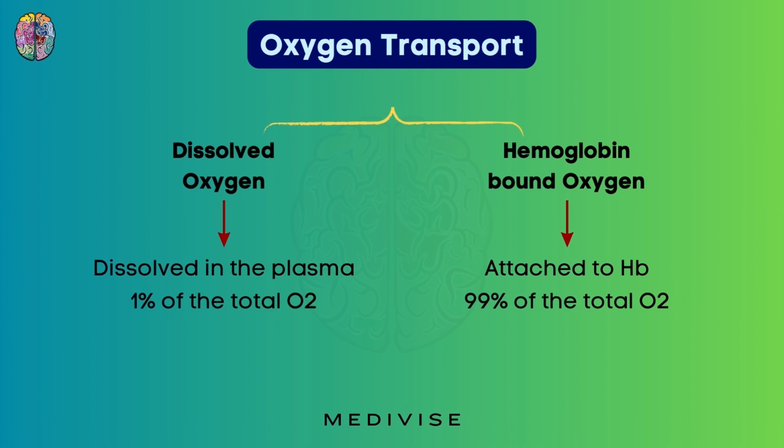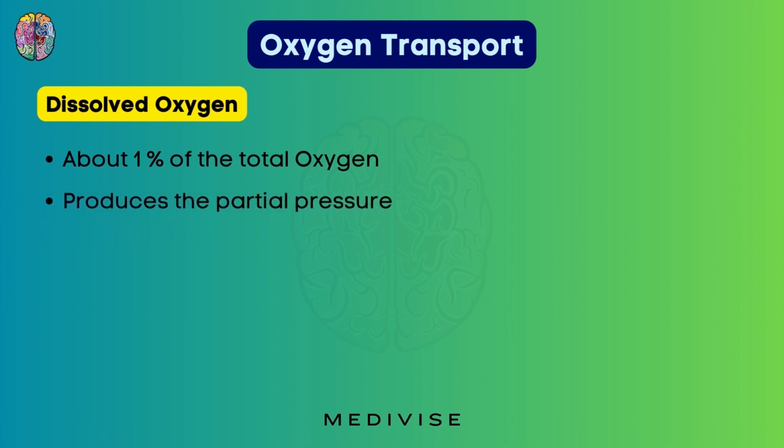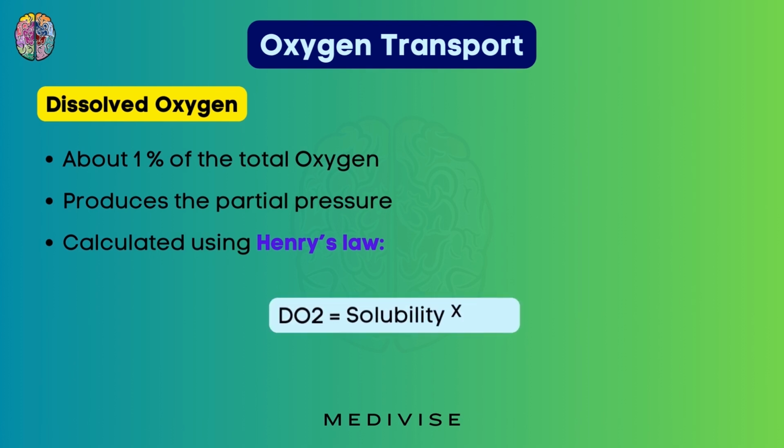First of all, let us discuss the dissolved oxygen. It is about 1% of the total oxygen, and very importantly, it is the dissolved oxygen which produces the partial pressure. It is not the hemoglobin bound oxygen. The dissolved oxygen in blood is calculated using Henry's law. Now, what does this law tell us? Dissolved oxygen is a product of solubility and partial pressure of oxygen. Solubility here is a constant. So really, the only thing that is going to change is the partial pressure of oxygen.